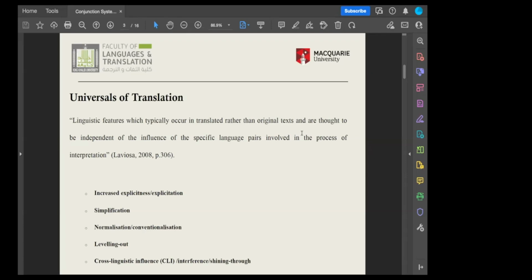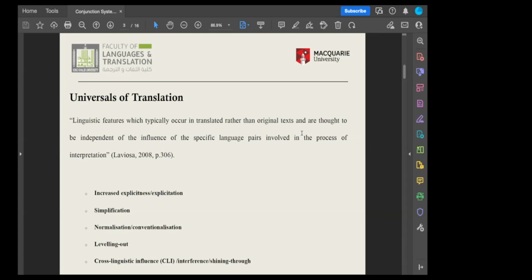The concept of cross-linguistic influence or interference is divided in translation studies into positive and negative, or what's called overt and covert interference or cross-linguistic influence. The negative interference can be considered as a deviation from the norm, where some linguistic items or structures are transferred from the source language to the target language.